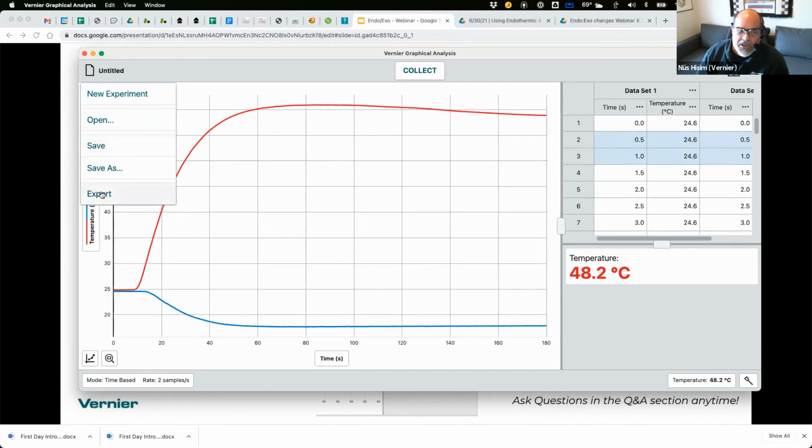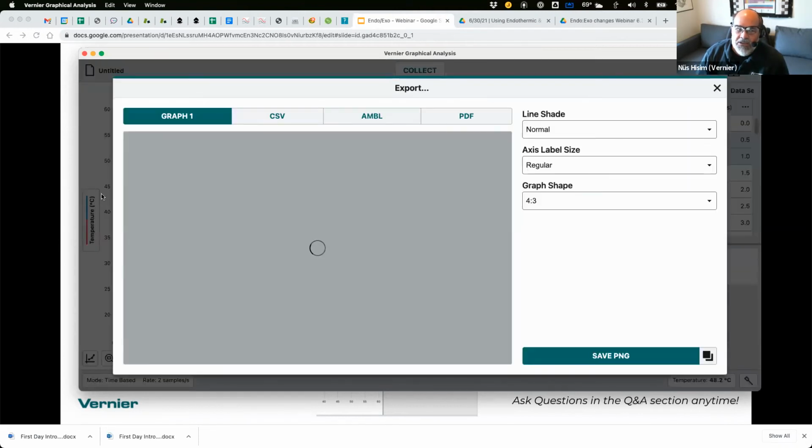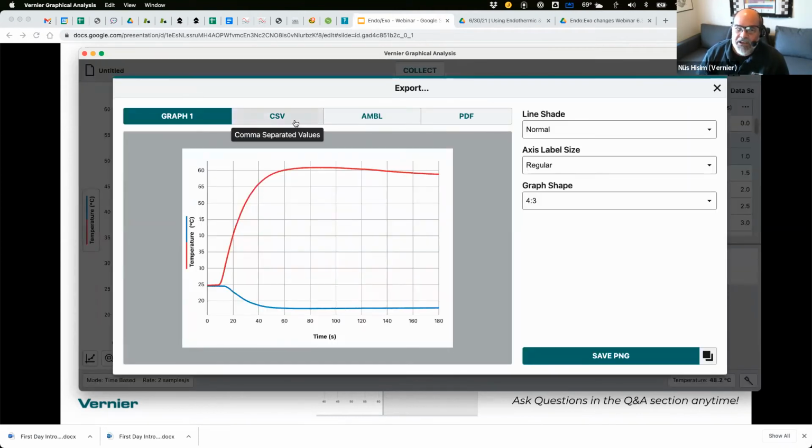Other thing under here to look at is the export option. You can export the graph. You can export a CSV if you like to open the data in Sheets or Excel or even Logger Pro. You can export an older version of the data. AMBL is a previous version of Graphical Analysis. You can export a PDF. So you've got various ways that you can get the data out.